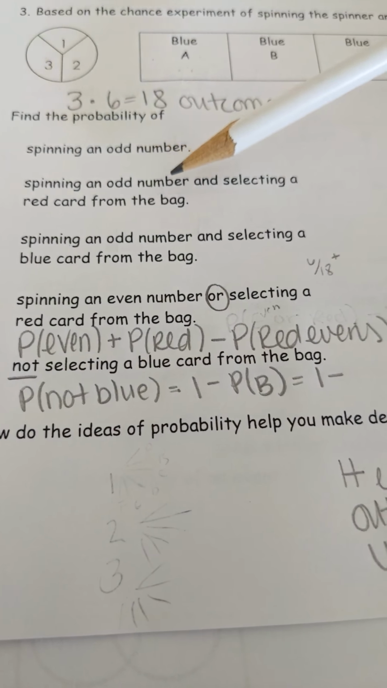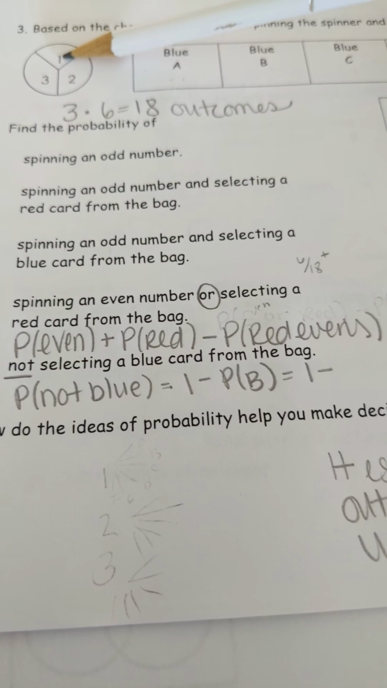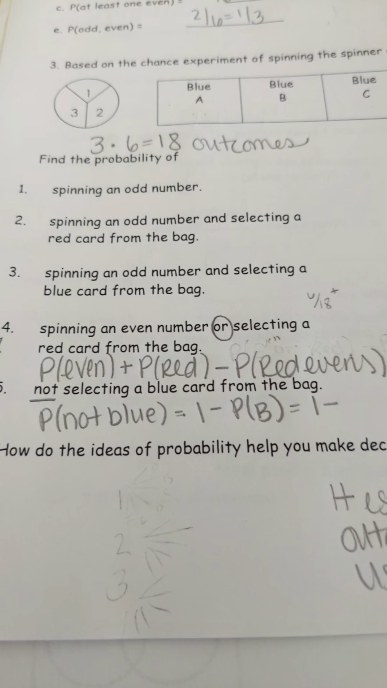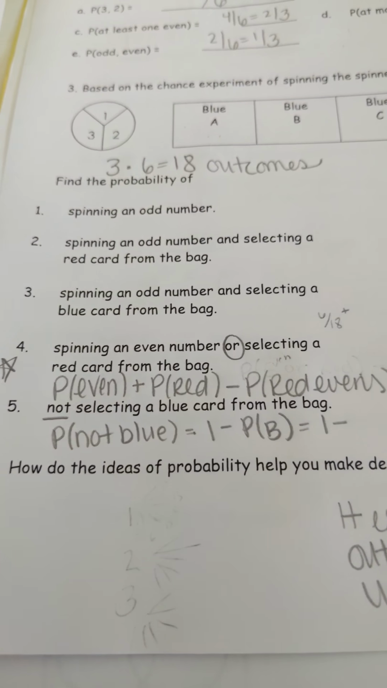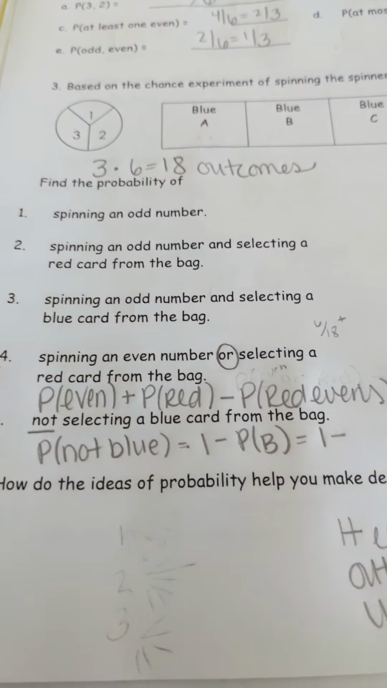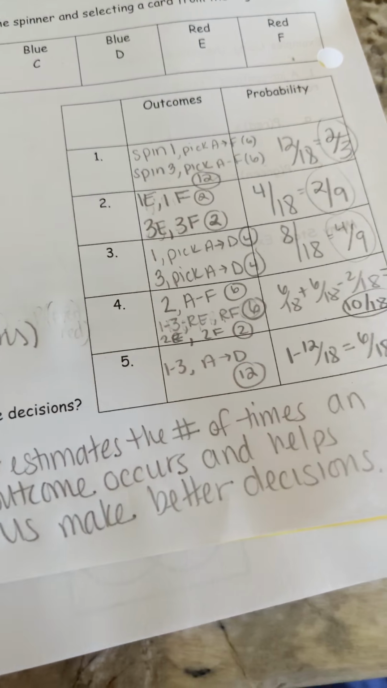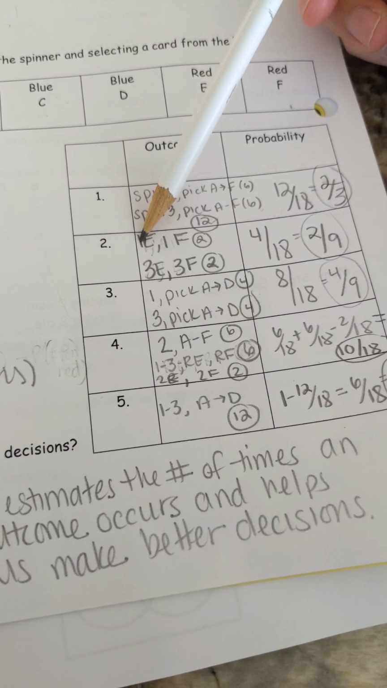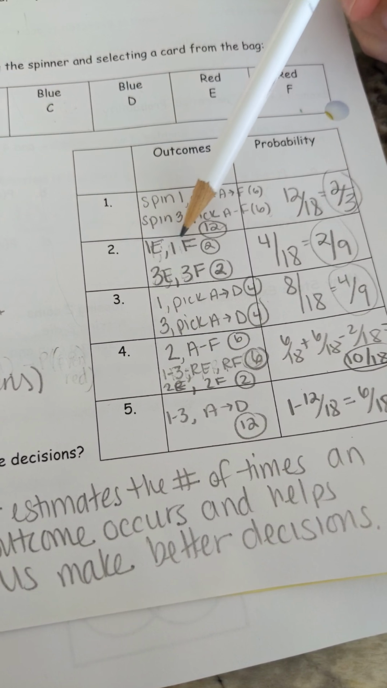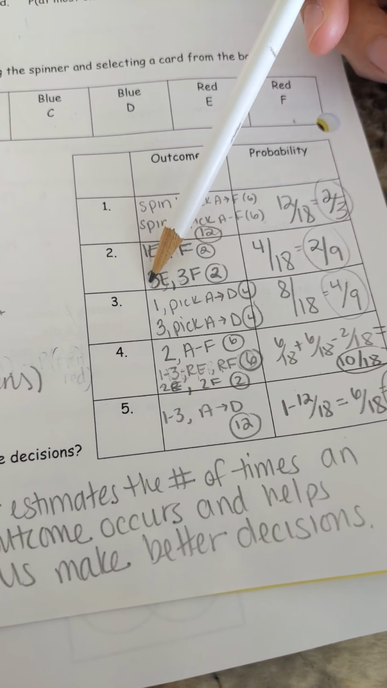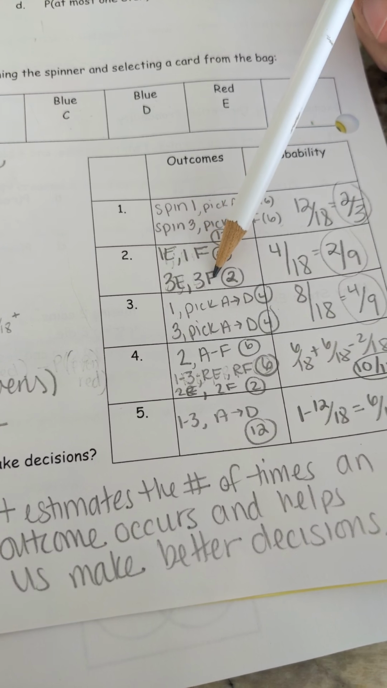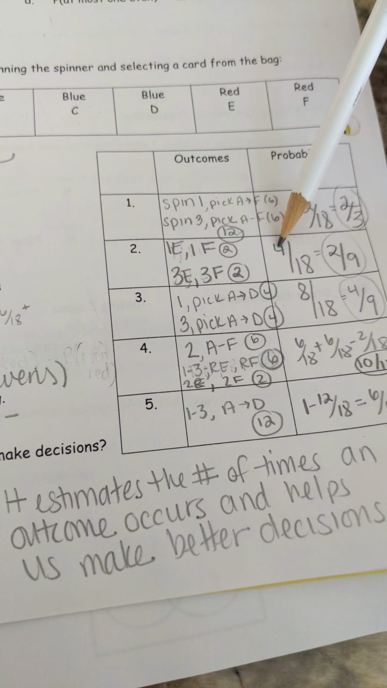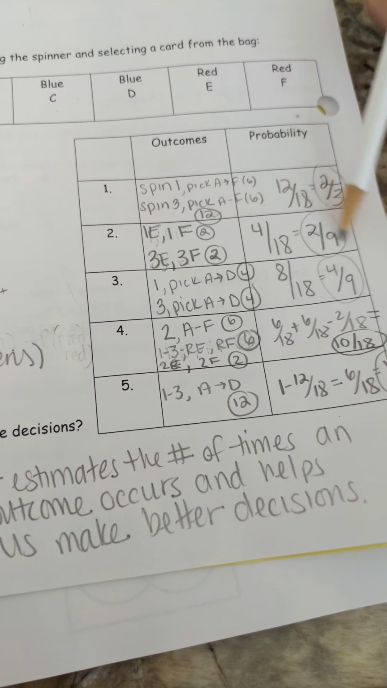How about spinning an odd number, so 1 and 3, and selecting a red card from the bag? So spinning an odd number and a red card. So we could spin 1 and pick E, spin 1 and pick F, spin 3 and pick E, or spin 3 and pick F. So 2 outcomes there, 2 there, 4 out of the total 18, or 2/9.